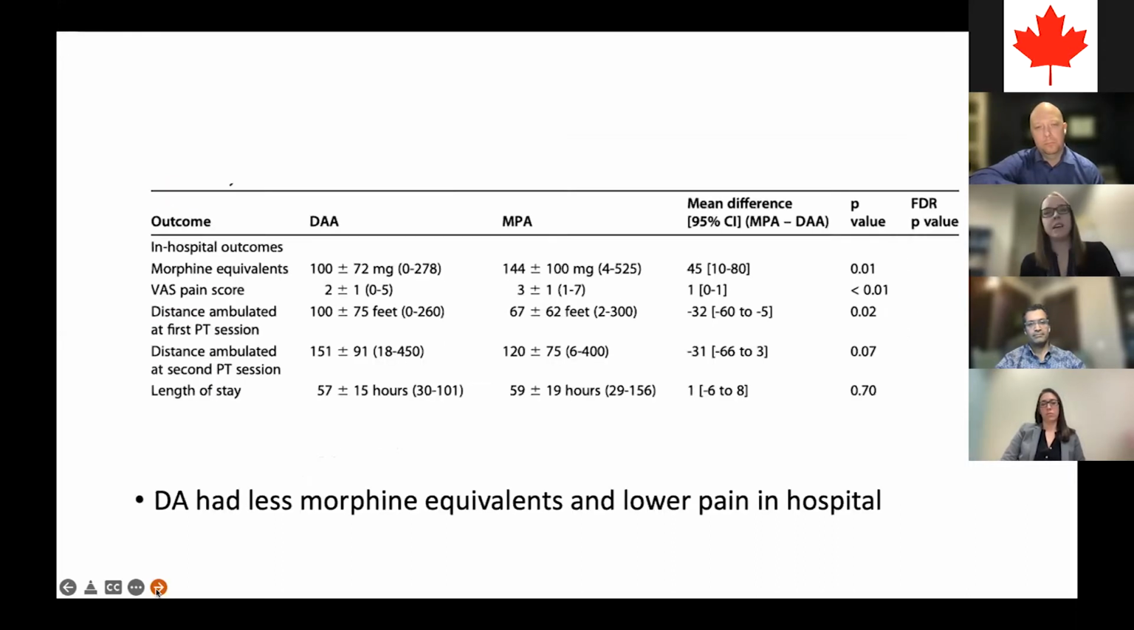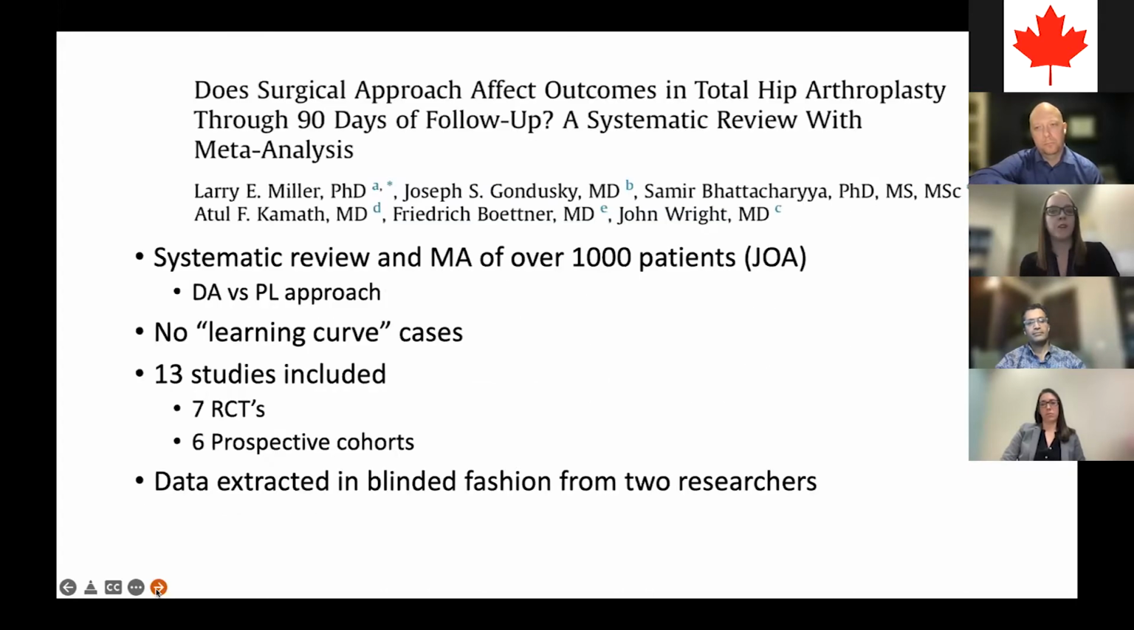And the other thing is that they found that morphine equivalents were less with the DA compared to the posterior lateral approach. So this suggests that there might be some initial benefit with respect to pain control, as well as the very initial functional recovery. So now we turn to the systematic review. So, there's several trials, prospective studies. And again, you have to take all of them and read all of them and understand what each of them is trying to tell you and what each of them can tell you.